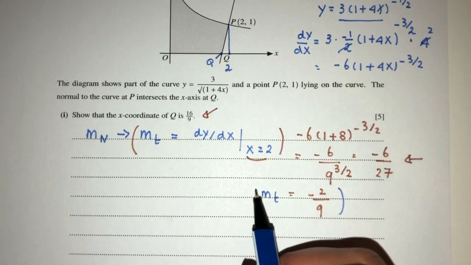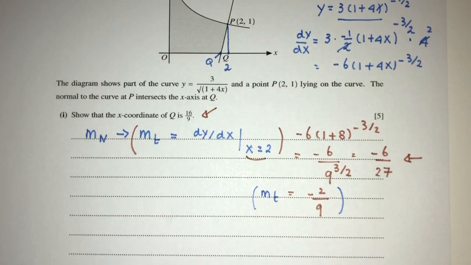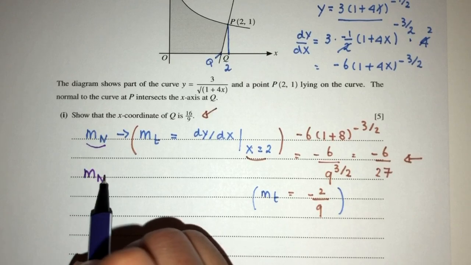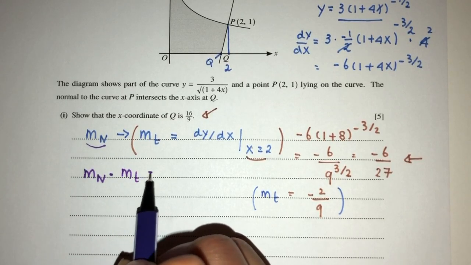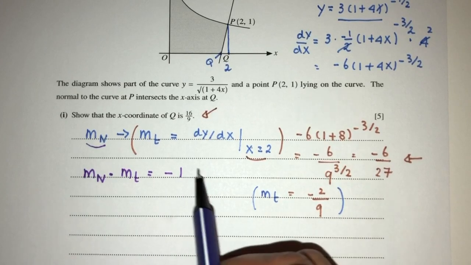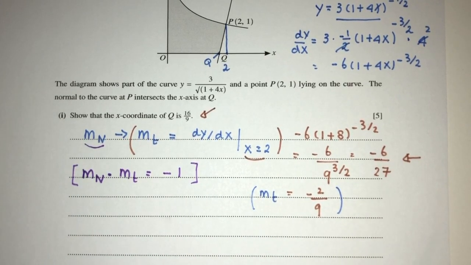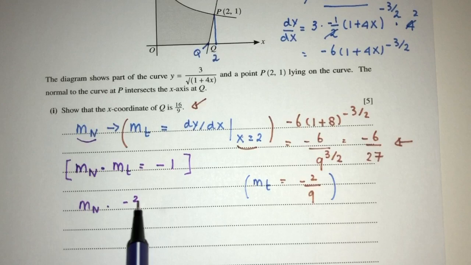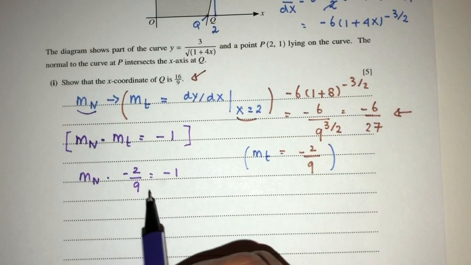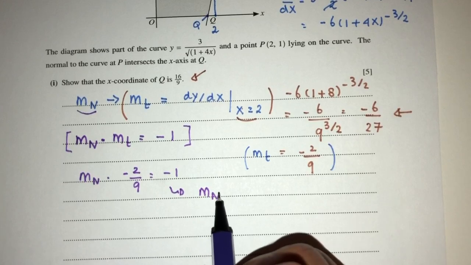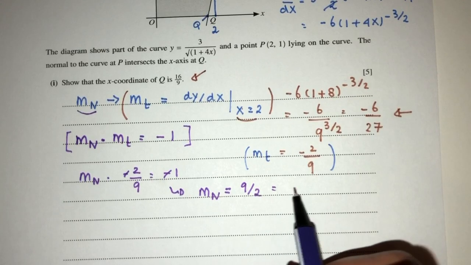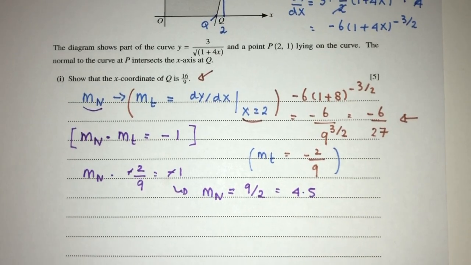That's the first step. Now, we don't care about this, we care about the gradient of the normal. So going back again, the concept we know is that if you take the gradient of the normal and multiply by the gradient of the tangent, it is supposed to give you minus 1. That's something we have to know when dealing with these kinds of questions. So from this, we can find the gradient of the normal. It multiplied by minus 2/9 should be minus 1. So the values cancel out and that will be 9/2, which is 4.5 if you want. 4.5 will be the gradient of the normal.